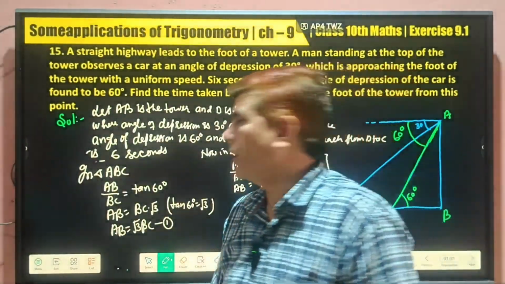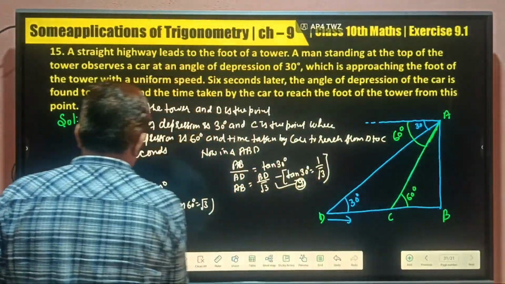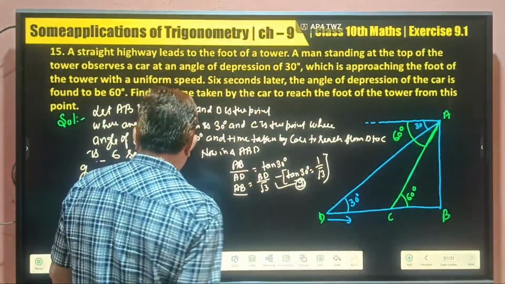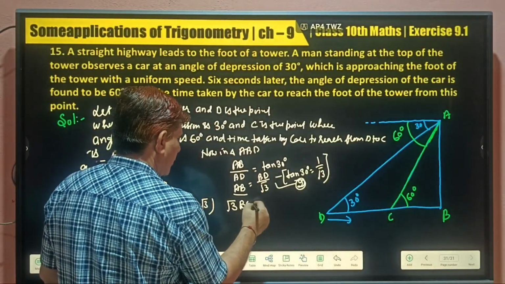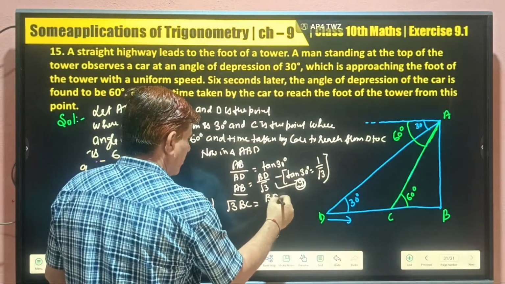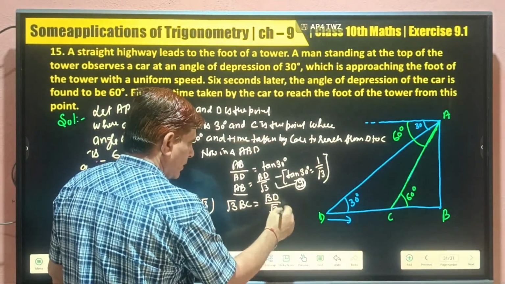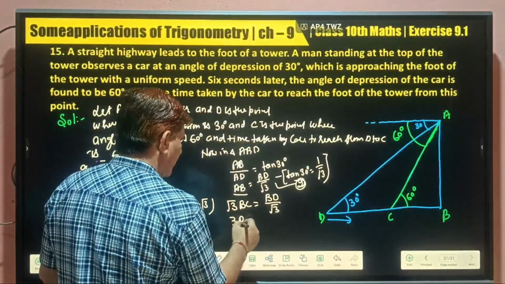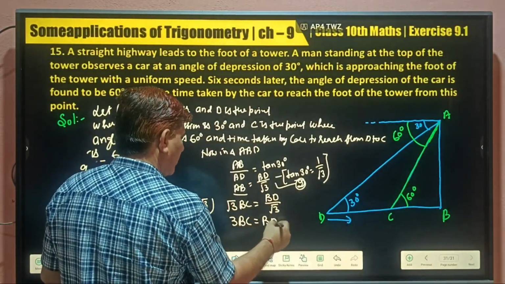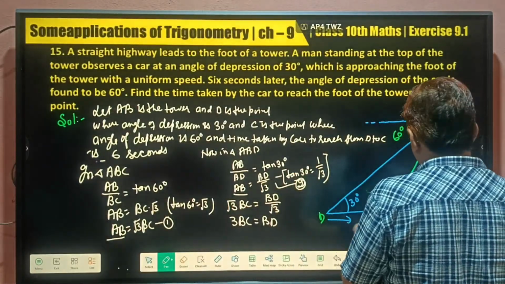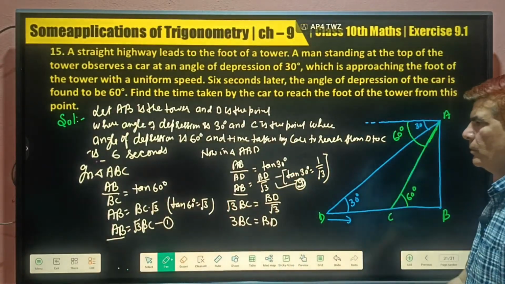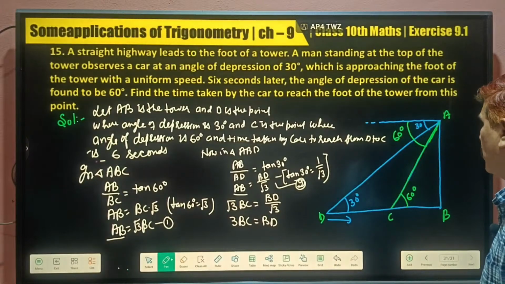Comparing the first and second, the left-hand sides are equal, so the right-hand sides are also equal. So √3 BC equals BD by √3. Bringing this to this side, 3 BC is equal to BD. It means this distance BD is 3 times BC.